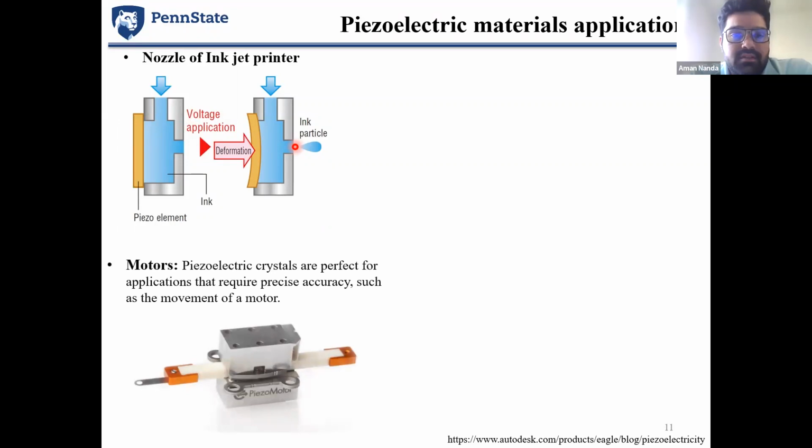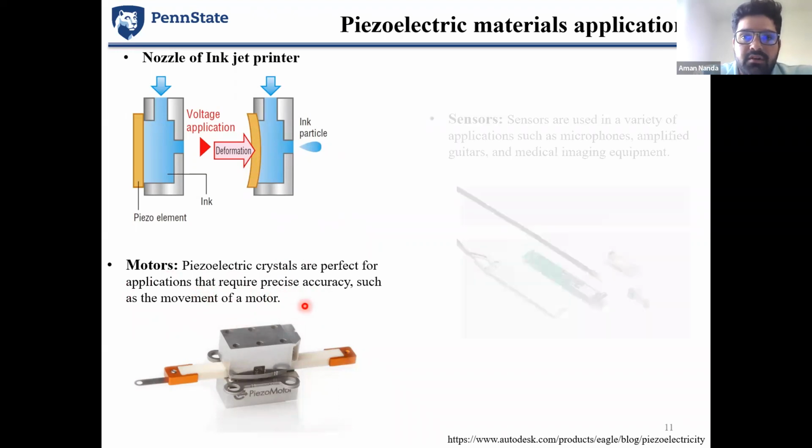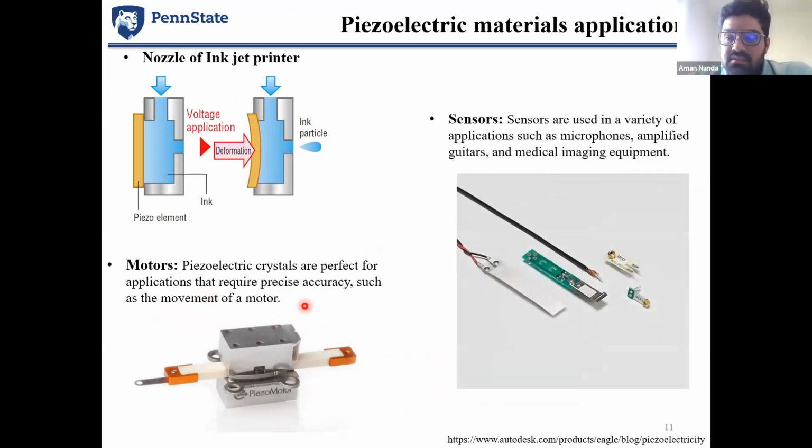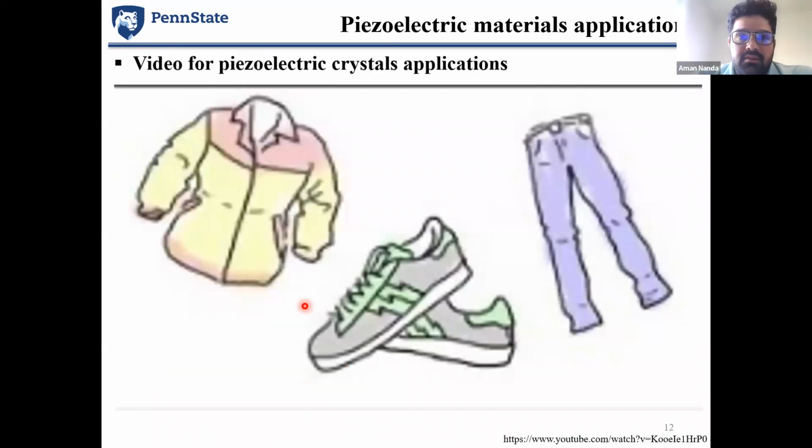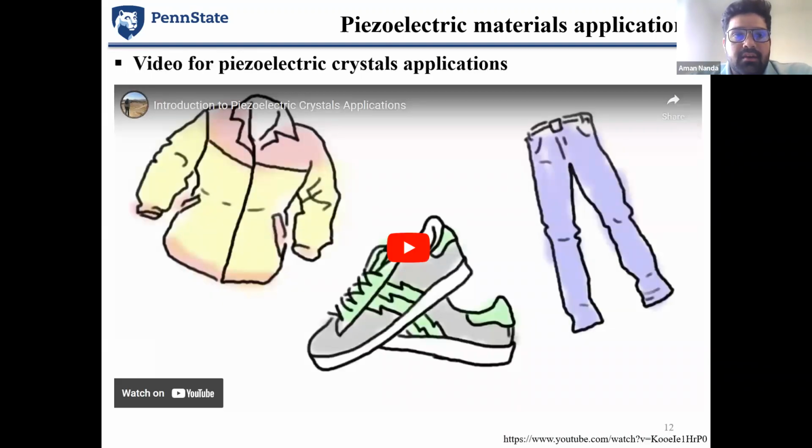And piezoelectric motors: crystals are preferred for applications that require precise accuracy. These are also used in a few robotics applications for controlling the movement of a motor. And finally, the sensors. The knock sensors, the gyro sensors in our phone, the accelerometer sensors in cars, and all of those are piezo sensors. So this is a very good interactive video where you can see how we can use piezoelectric crystals as an energy harvester, and how we can use them in our day-to-day life.